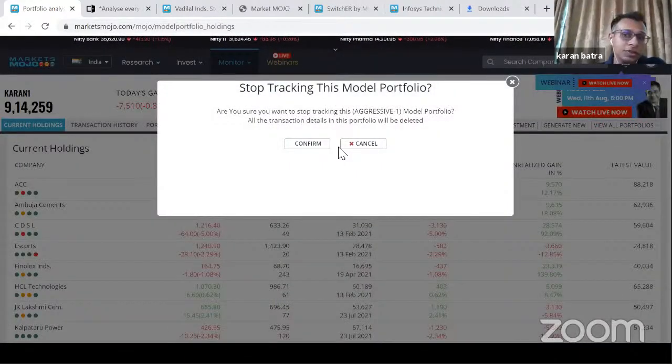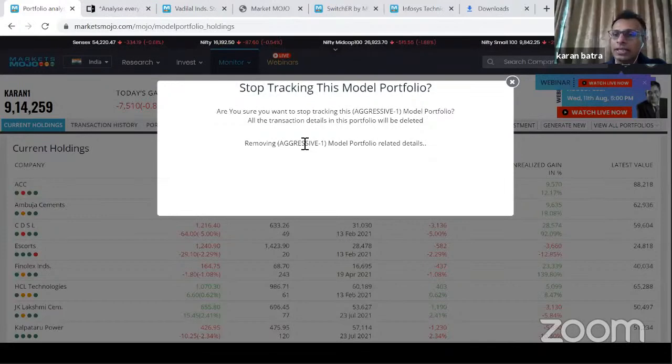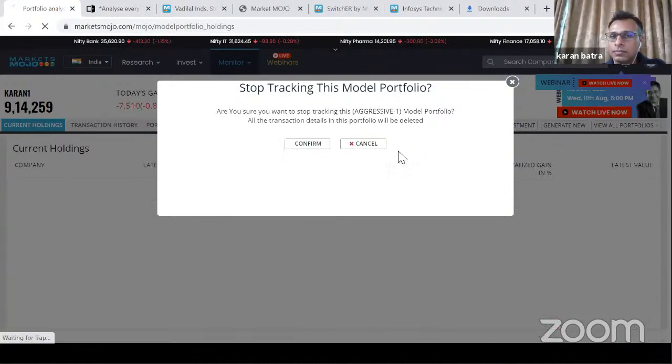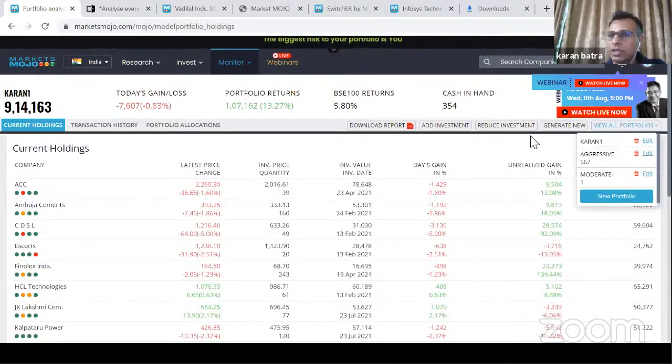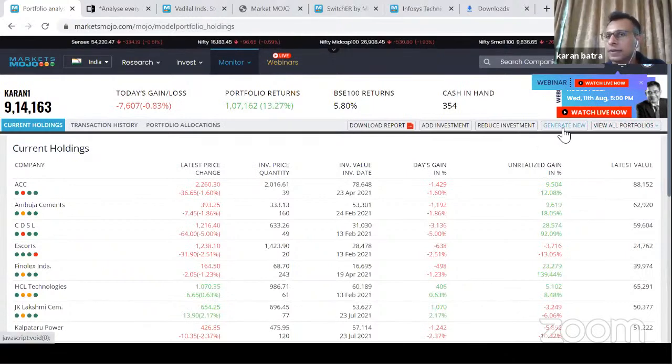But please be very careful. Once you delete, you will not be able to get this back. So you delete the portfolio, and that portfolio will get deleted from here. And you can then generate a new portfolio. So now this last portfolio is gone, and I can go and generate a new portfolio from here.